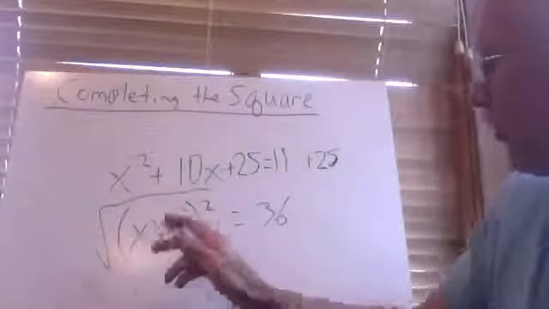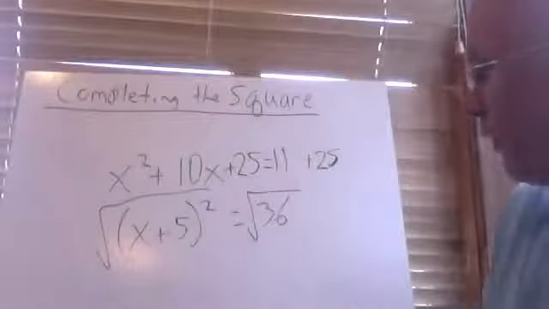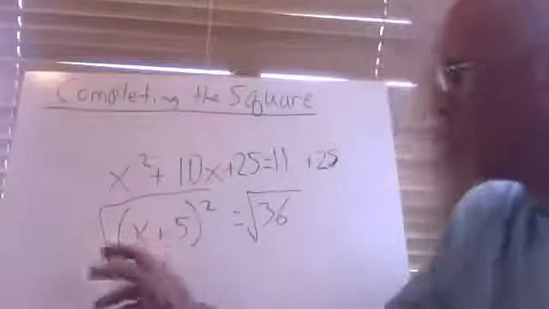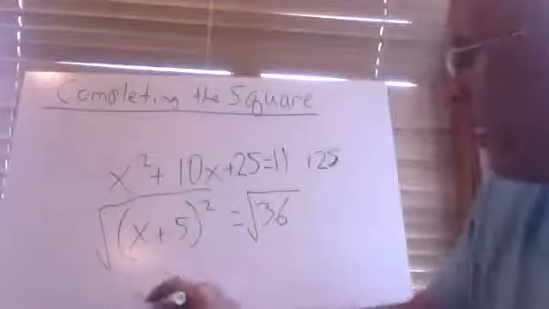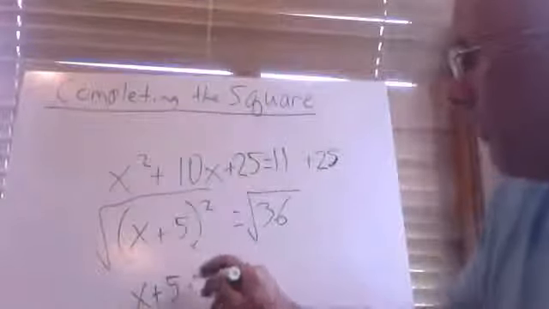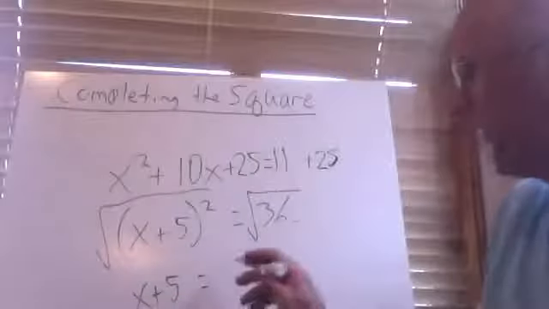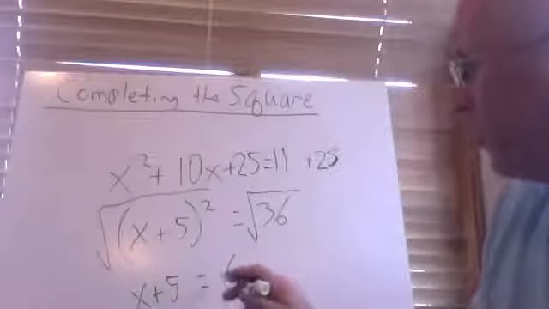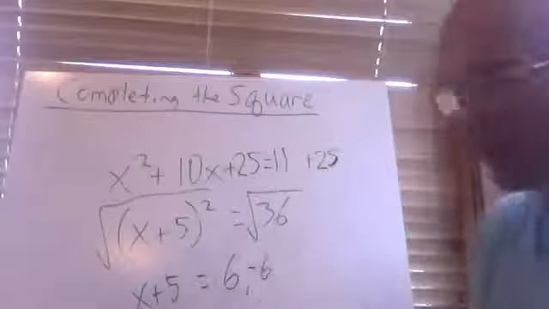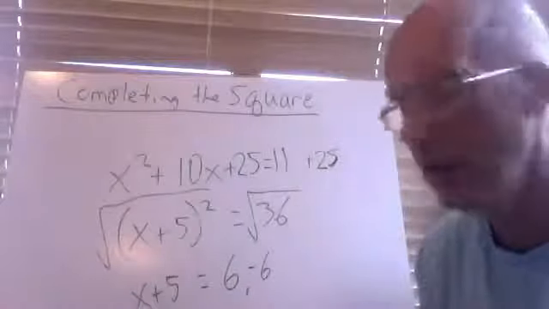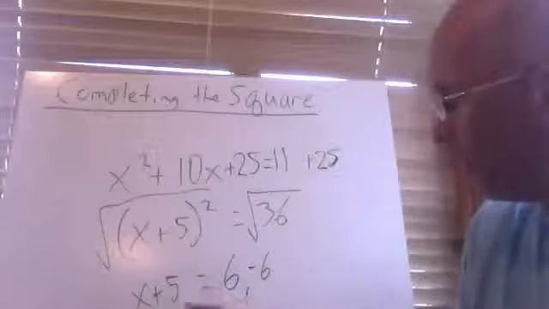And if we take the square root of one side, we've got to take the square root of the other. Square root of this gets rid of that, and gets rid of that, so we're just going to end up with x plus 5. And the square root of 36 is 6, but if you remember, it's also negative 6. Just negative 6 times negative 6 equals 36 also. And now we simply solve this equation.